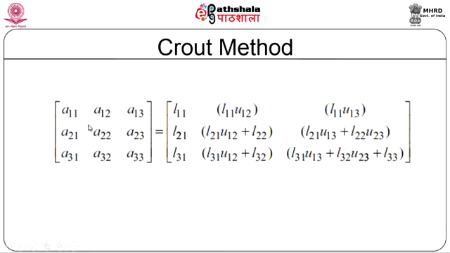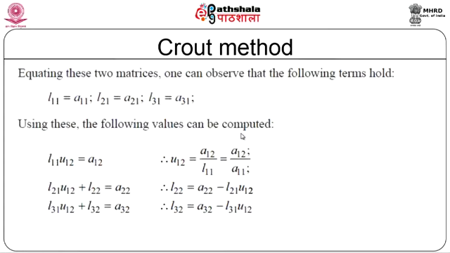So, L11 becomes equal to A11, L21 equal to A21, and L31 is becoming equal to A31. So, similarly, by using these direct substitutions, we can find the values of L as well as U. So, these are the various equations. You can see that by means of the direct substitutions, we can find all the unknowns like U12, L22 and L32.